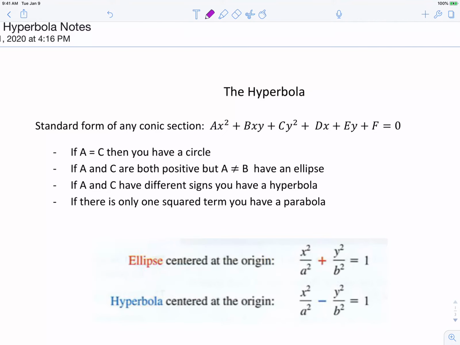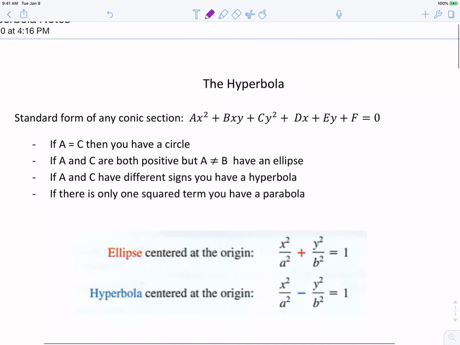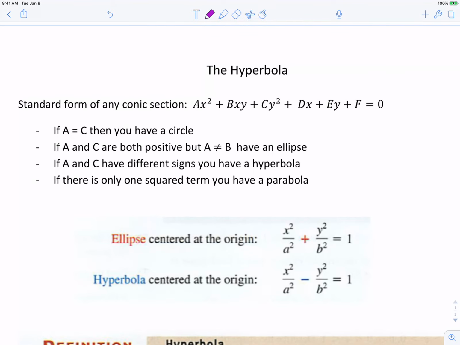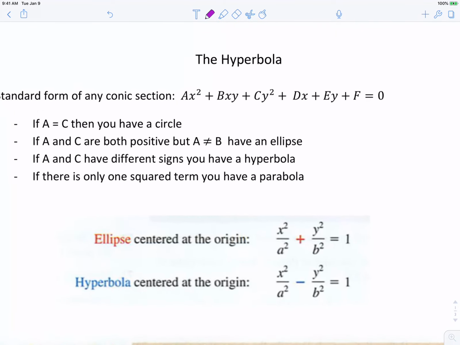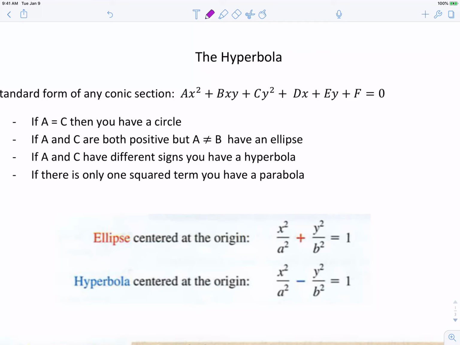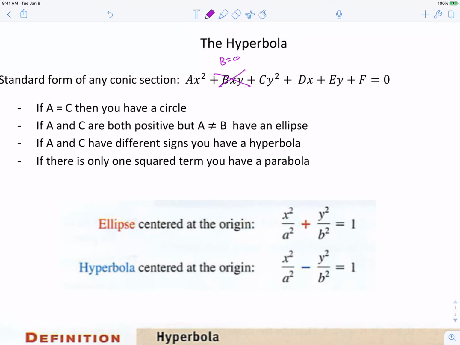Okay, today we're going to look at the hyperbola. So, quick review of standard form of any conic section. Remember that typically b is going to be equal to 0, so that term won't be there. And now if we do b squared minus 4ac, if that comes out to be bigger than 0, then we are going to have a hyperbola.